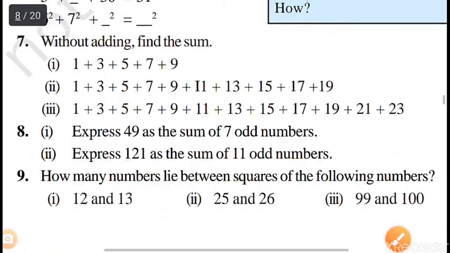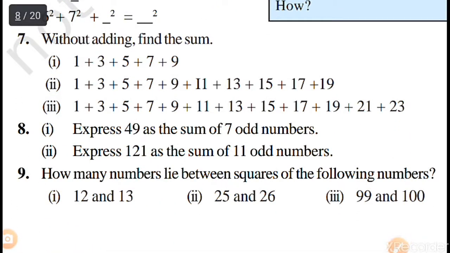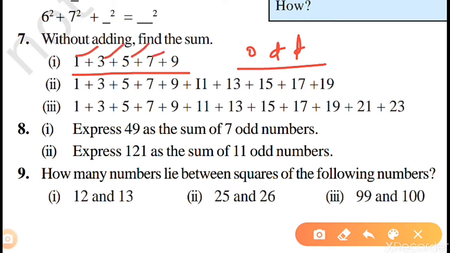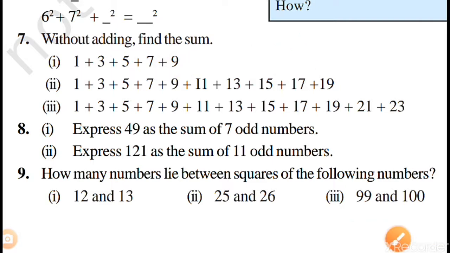Now question number 7 is saying, without adding, find the sum. Here these are the numbers 1, 3, 5, 7 and 9 with additions. Now these are all odd numbers, and these are consecutive odd natural numbers, and if we count these numbers, these are 1, 2, 3, 4, 5.